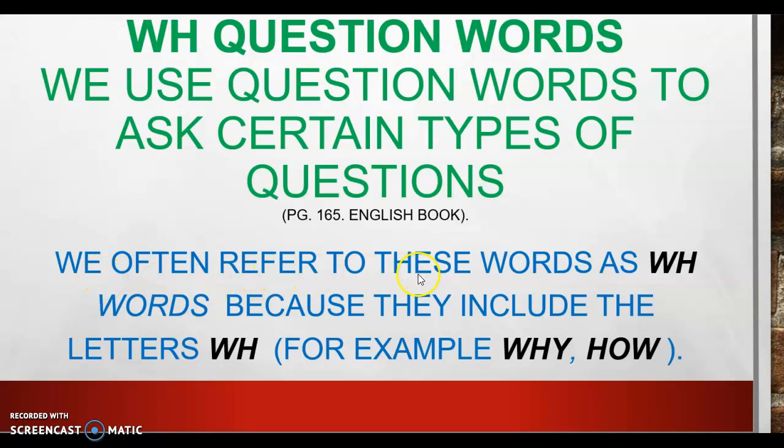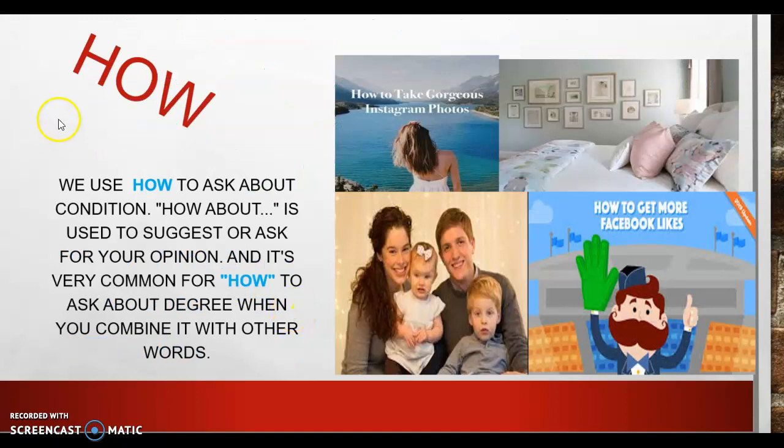We often refer to those words as WH words because they include the letters W and H. For example, why and how. Okay, I'm going to explain to you how. We use how to ask about conditions. How about is used to suggest or ask for your opinion, and it's very common for how to ask about degree when you combine it with other words. For example, you say how old, how far, how long.